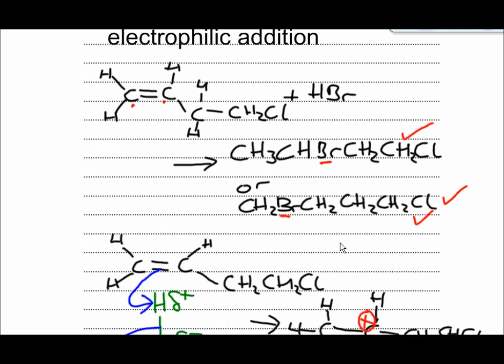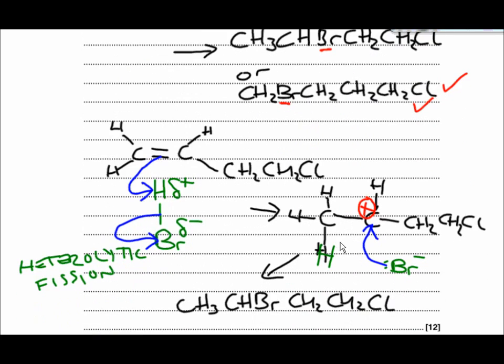Then further on down, for your mechanism, you're getting a mark for your curly arrows here, for your dipoles, for your carbocation with the Br minus and the curly arrow, and finally you get that final mark for saying both are heterolytic fission. So 12 marks, 2 mechanisms. Learn those mechanisms.